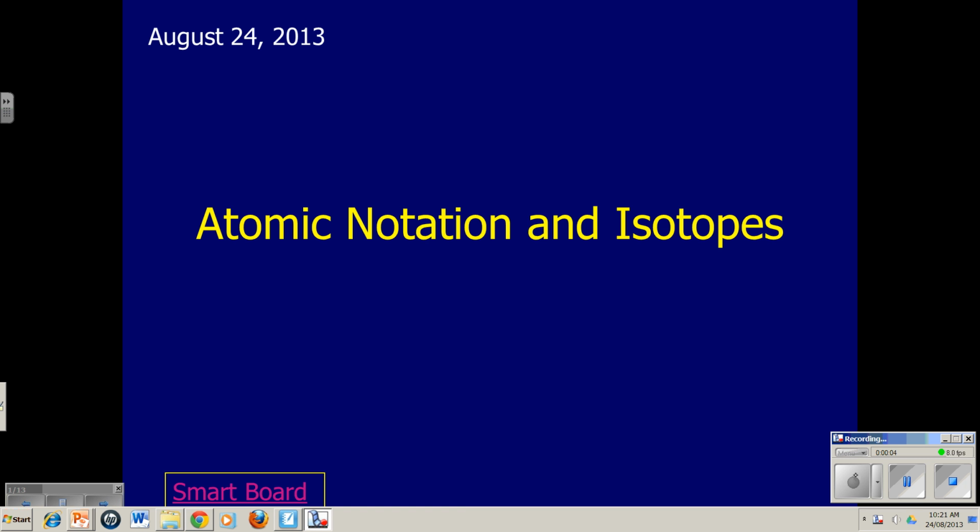Okay, our next lesson is on atomic notation and isotopes. Yesterday we talked about atomic theory, and we talked about the different pieces of the atom. We talked about Thomson and how he put the electron into the atom.